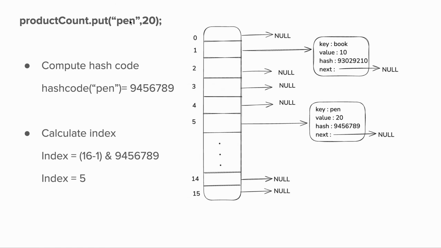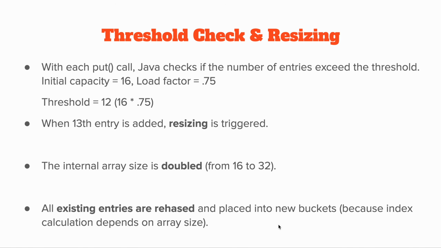But if the key is new, for example, instead of pen, let's assume it is phone, right? In that case, if the index is the same and if the node is already present, it will compare if this key exists. No, this key does not exist. So it will create a new entry and insert it at the end of the linked list, right? I hope you get a crystal clear understanding of how this put operation works. We have understood how the put call works internally in a hash map.